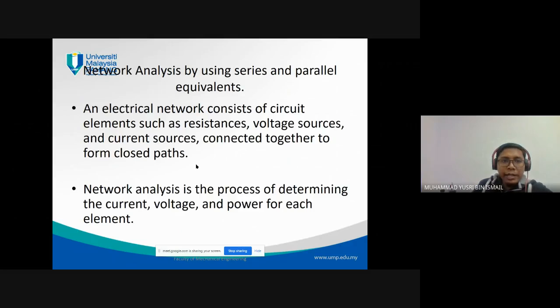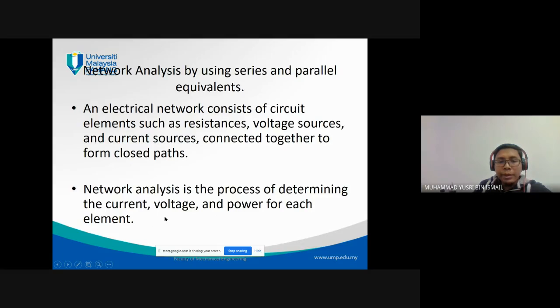Okay. Network analysis using series and parallel equivalent. An electrical network consists of circuit elements such as resistances, voltage source, and current source connected together to form a closed path. So all of these elements somehow are connected together, and this connection forms a closed path. Network analysis is the process of determining the current, voltage, and power for each element.